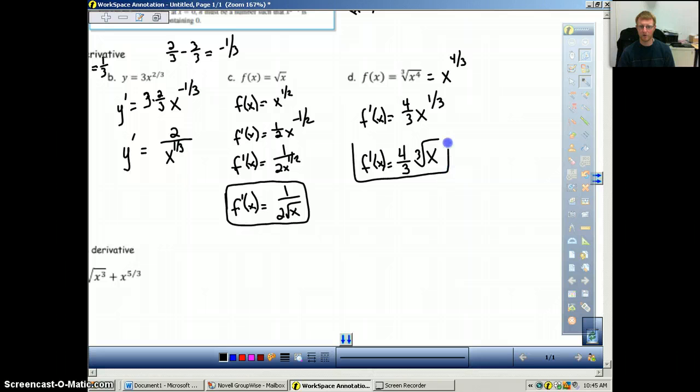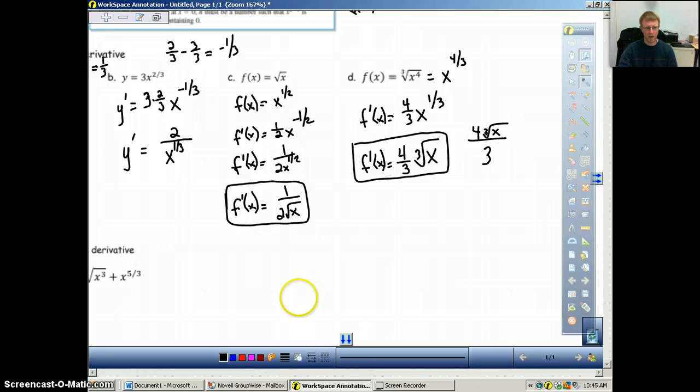So again, these are pretty quick examples, but I tried to put in there all the different things that you might see. You could certainly have the third root of x on top there. So you could also have written this as 4 third root of x over 3. That is exactly the same. So both of those would work.